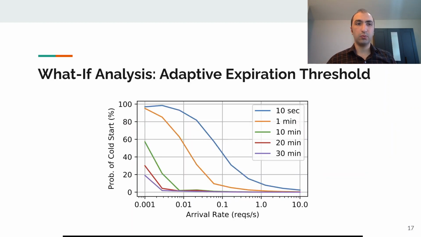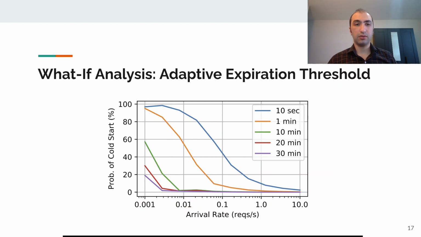We can also do what-if analysis in this system. In this experiment, we assumed that we might be able to make the expiration threshold adaptive, and these are the values that we are trying to use. So, for example, what if we can use any of these values for a given workload that you want to deploy? And this helps you calculate the probability of cold starts happening for any of those values for different arrival rates.